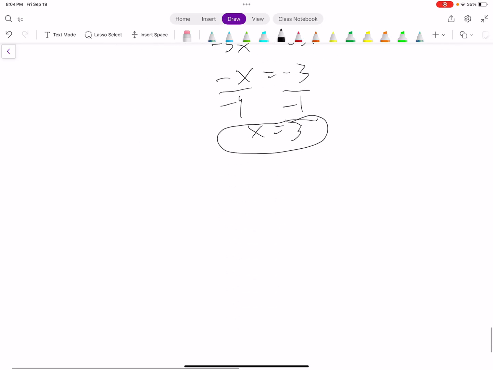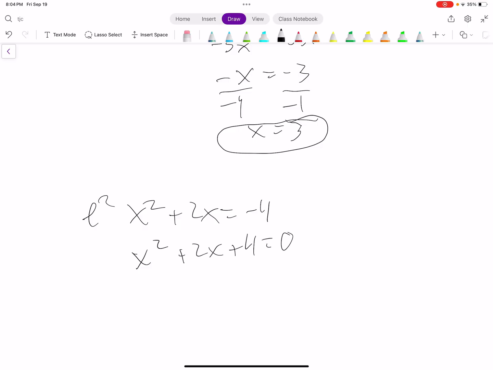Okay, lastly is e, x squared plus 2x equals negative 4. Add 4 to both sides. You have x squared plus 2x plus 4 equals 0. We're looking for two factors of 4 that add to 2. There aren't any, so this is actually prime, but we've learned a way to do this. We've learned the quadratic equation.